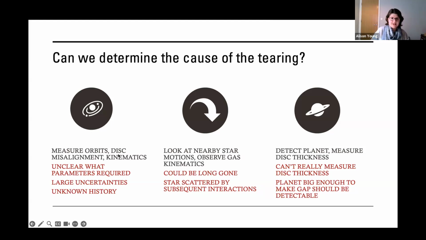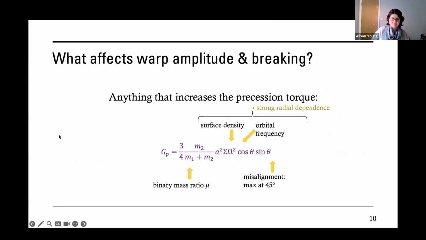But one of the things we can do is develop theory to have a better understanding of the parameter space that's needed to tear the disk. So to start with this, the question is what affects the warp amplitude and breaking? And in short, for a circumbinary disk, it's anything that increases the precession torque, which looks something like this.